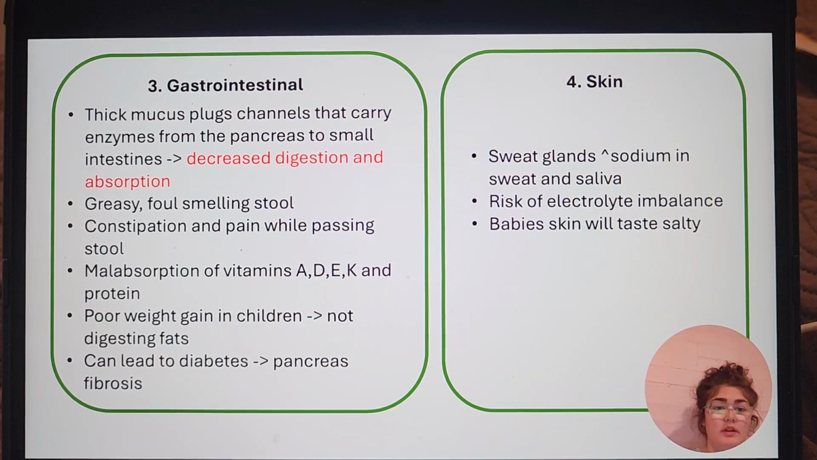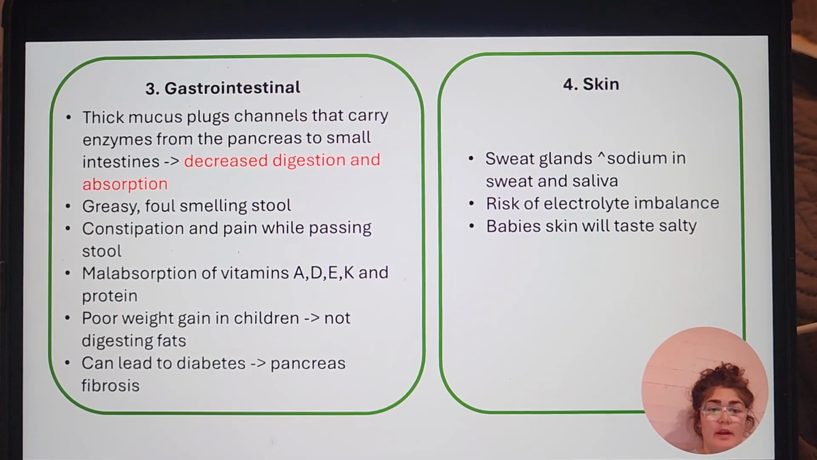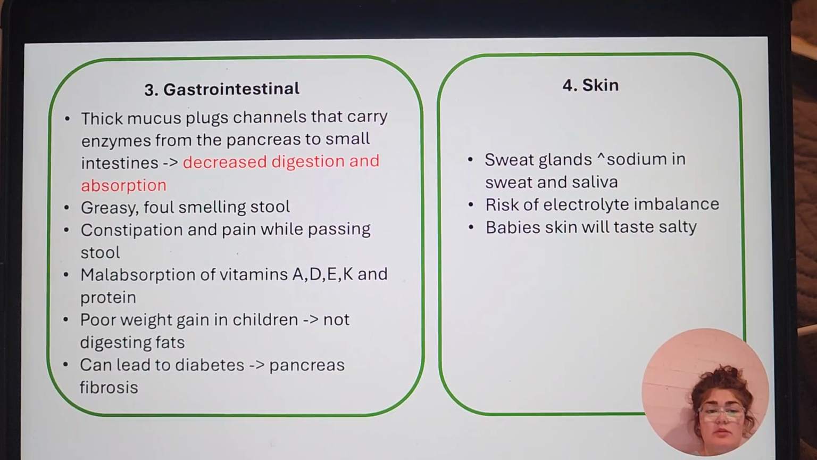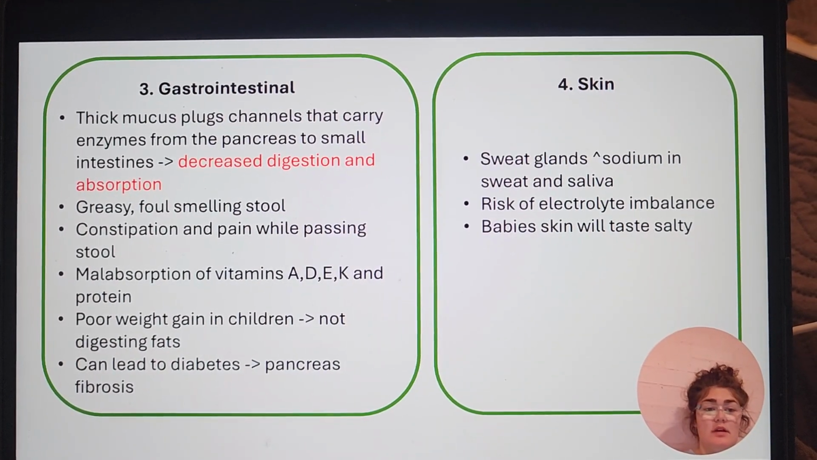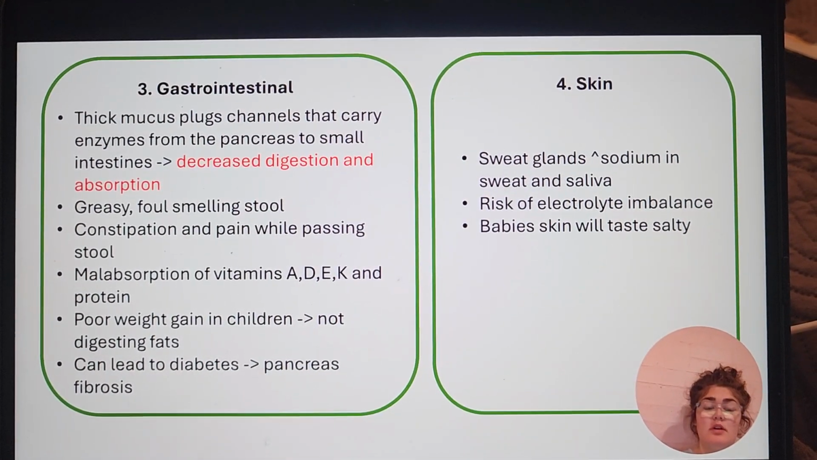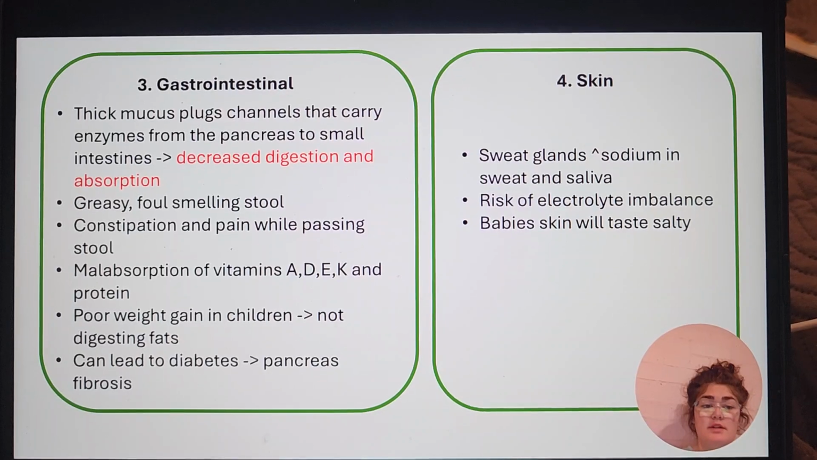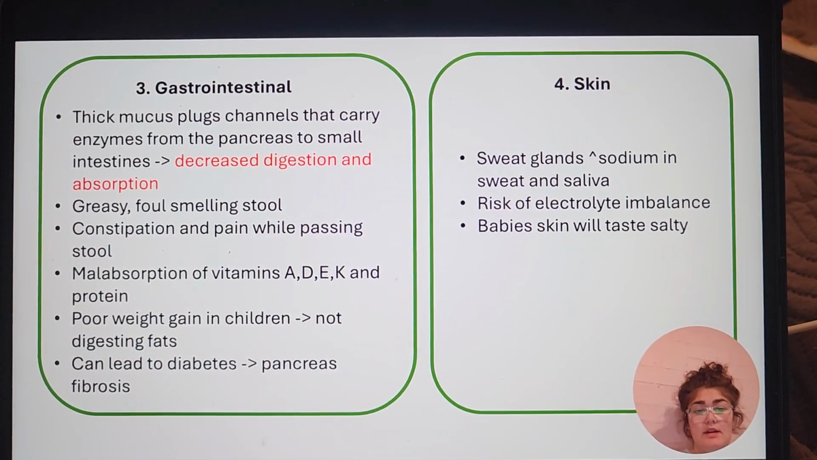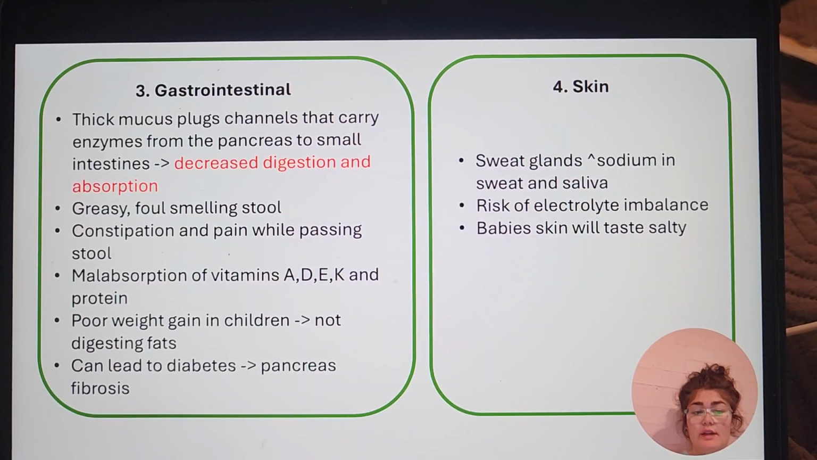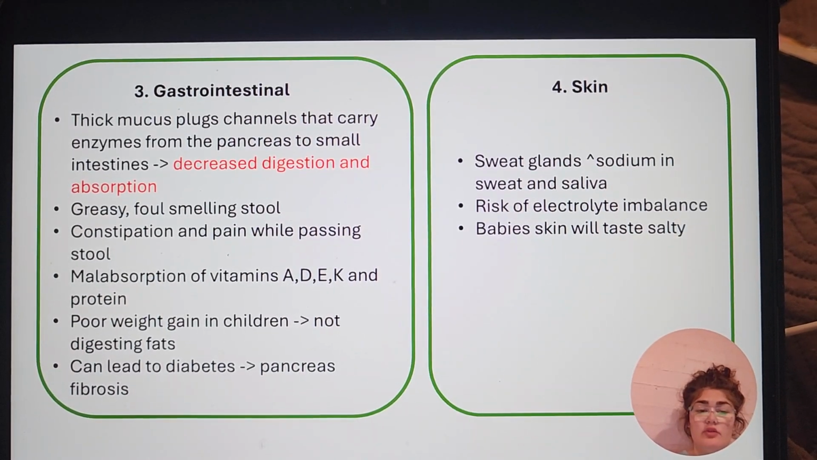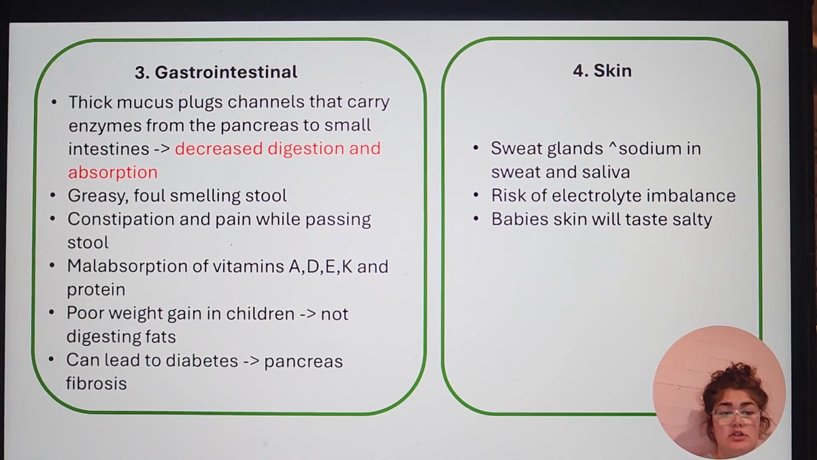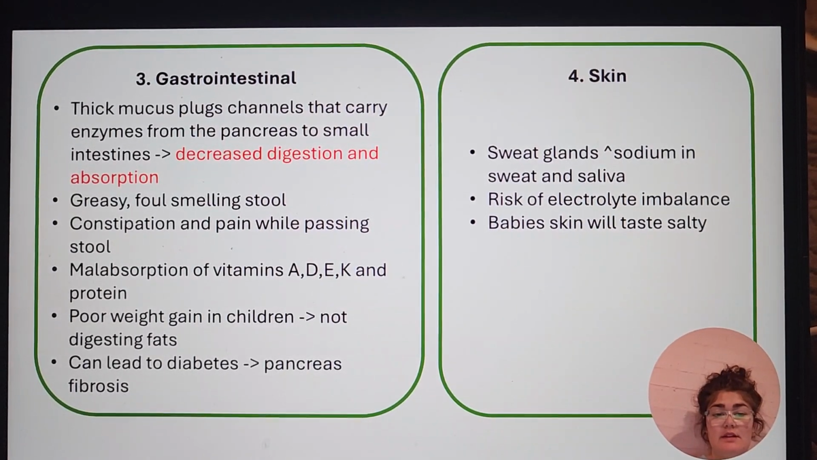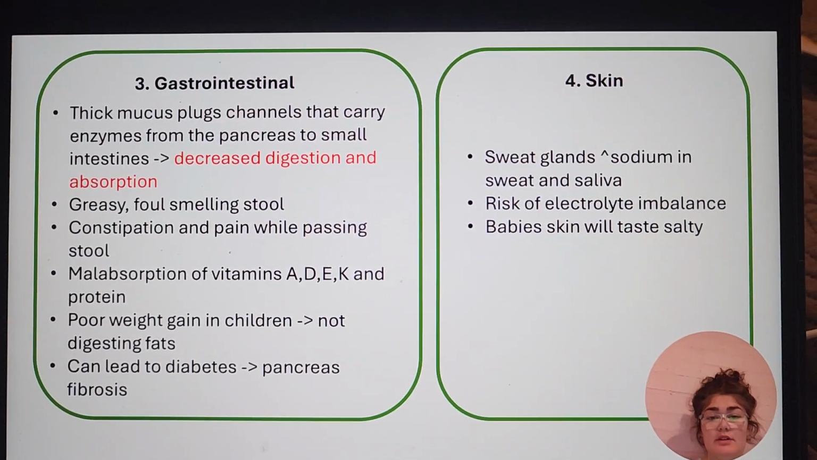Next, we're moving on to the gastrointestinal section. Thick mucus will plug the channels that carry enzymes from the pancreas to the small intestines, thus decreasing digestion and absorption. Some other symptoms are greasy, foul-smelling stool, constipation and pain while passing stool, malabsorption of vitamins A, D, E, K, and proteins, poor weight gain in children due to not being able to digest fats, and this can also lead to diabetes, which is pancreas fibrosis.